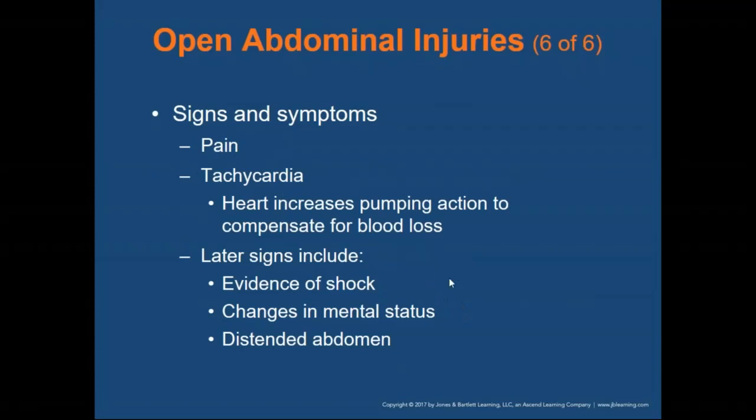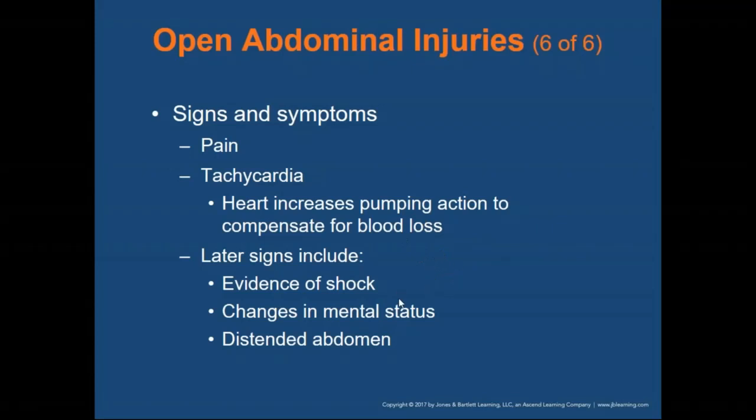Signs and symptoms of these open abdominal injuries: pain at the site of the penetration of the abdomen, and then possibly also from the exit wound. That could be a localized pain because it damaged a muscle. Then the organ that it damaged on the inside could also have a visceral pain that goes with it, like we just talked about. These patients can be in excruciating pain. Tachycardia, that goes with compensation for blood loss, right? Then we're going to look for evidence of shock.